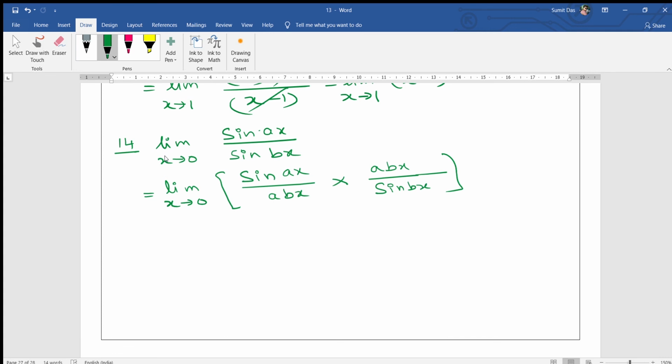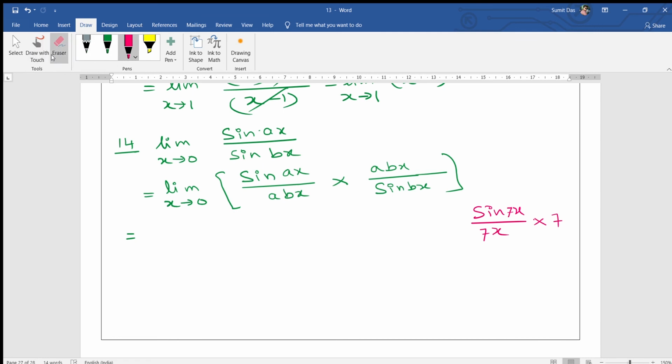Basically, whenever sine kind of thing is there, we have to convert it into sine x by x form. Here x can be 7x, 8x, or any number of x. That number we have to multiply here also. If we multiply 7 here, we can multiply 7 outside, and this 7 will come outside because 7 is a constant. Am I clear?